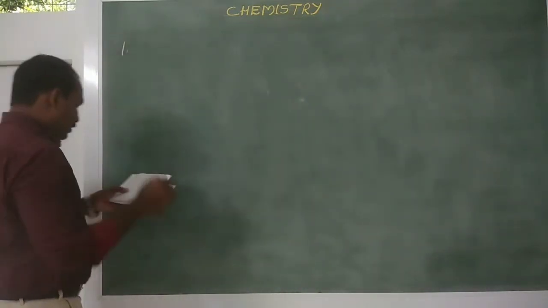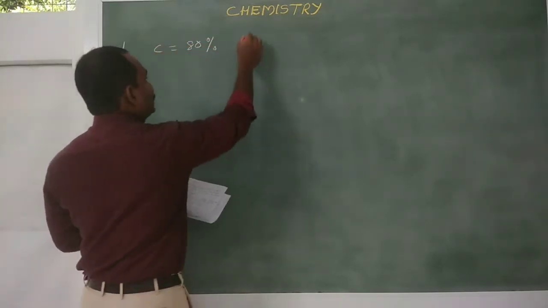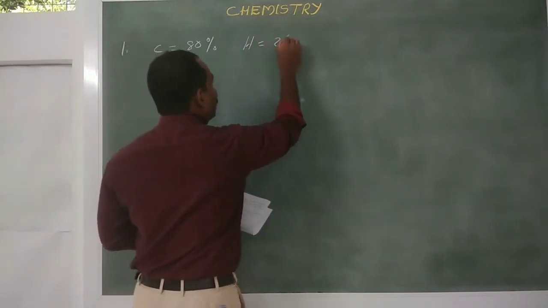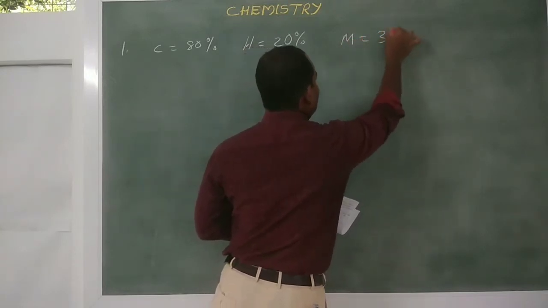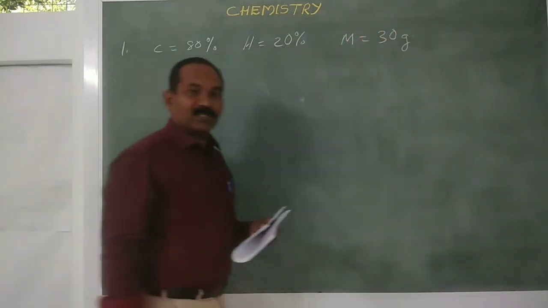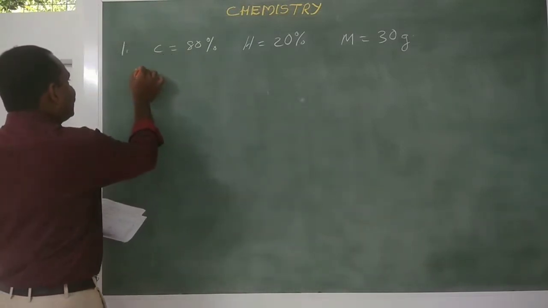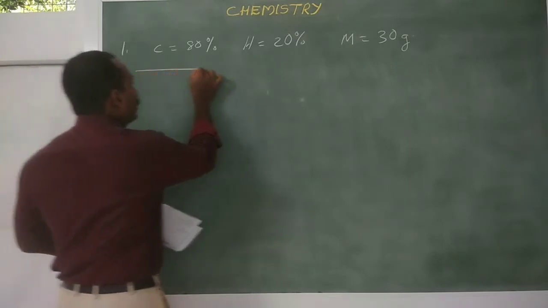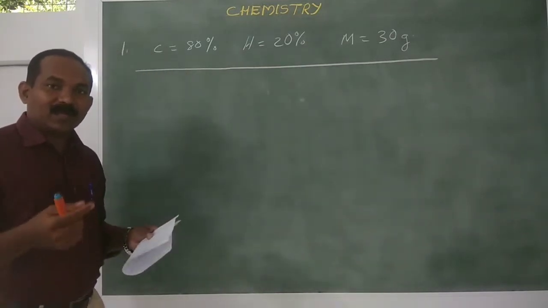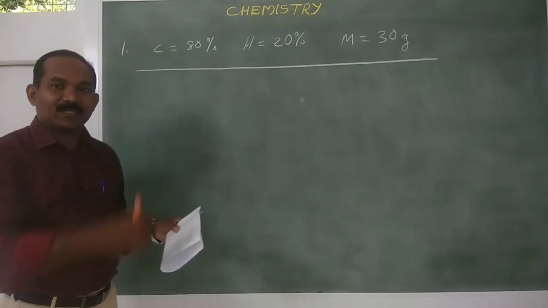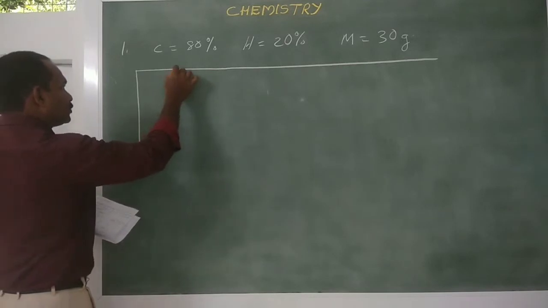The percentage of carbon is equal to 80. Percentage of hydrogen is equal to 20. And the molecular mass of the compound is 30, molar mass is 30 gram, or simply 30. And there is an easy method to find the empirical formula and the molecular formula. In the textbook, a detailed note is given, but this is the simple method. We have to make some columns.